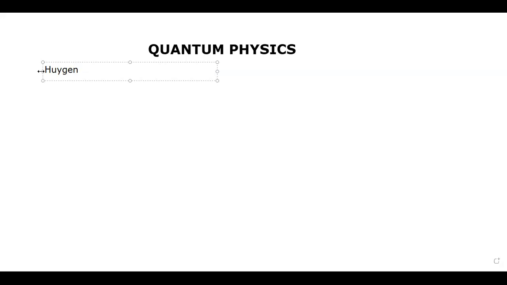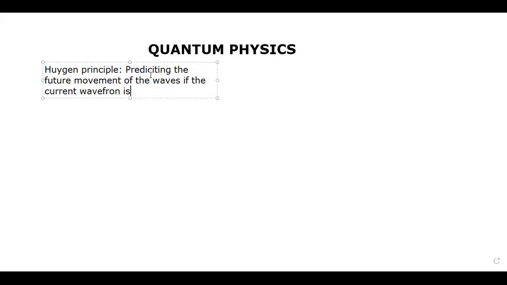If I know the current position of a wave front, I can predict the future movement of the waves. Now, how does that work? How can we predict how a wave would move in the future? The basic idea that he came up with was this.